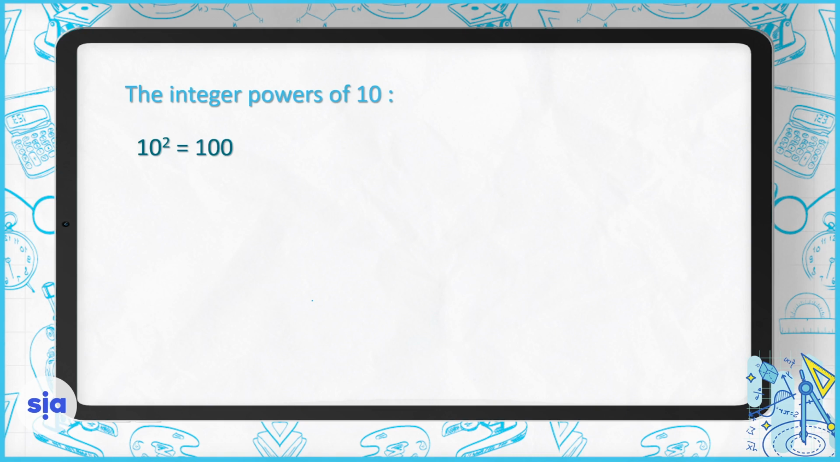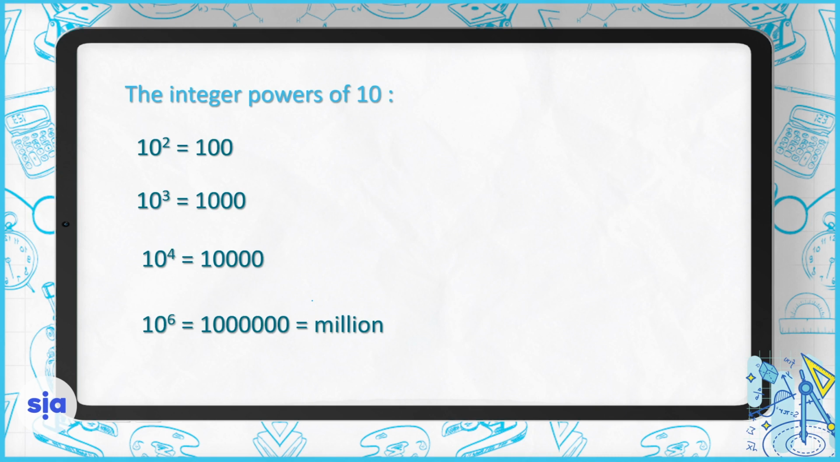Let's remember together the integer powers of 10. 10 to the power of 2 is 100, 10 to the power of 3 is 1000, 10 to the power of 4 is 10,000. As you can see, the power of 10 is the number of zeros that you will see in the result. So 10 to the power of 6 is 1 and 6 zeros, which is a million.